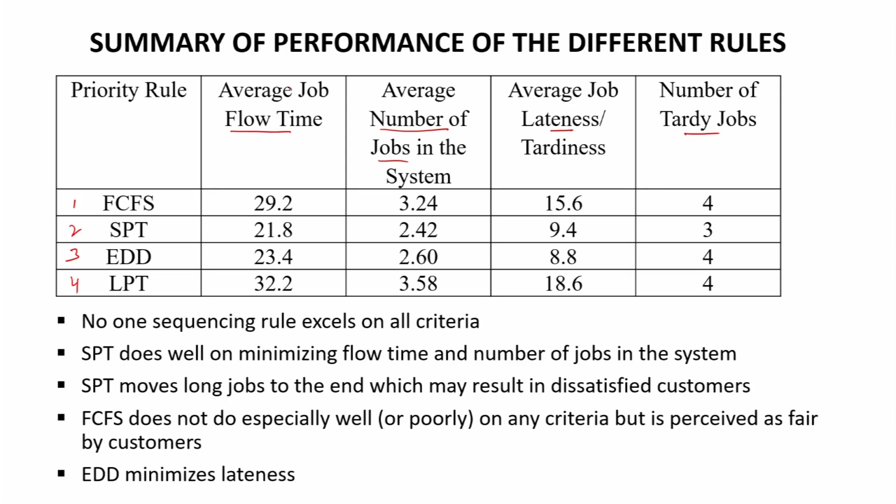So, let us see from the average job flow time perspective, we found that SPT is the best. Shortest processing time has the best results as far as average job flow time is concerned. There the average job flow time is 21.8 days. Now, average number of jobs in the system, obviously the 2 measures are reflecting the same aspect. So, 2.42 is the average number of jobs in the system.